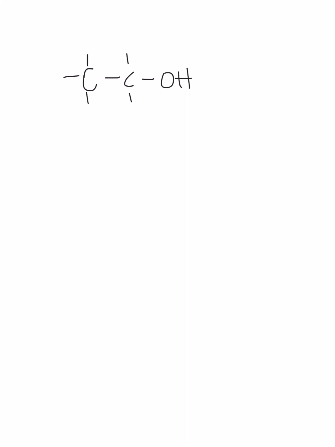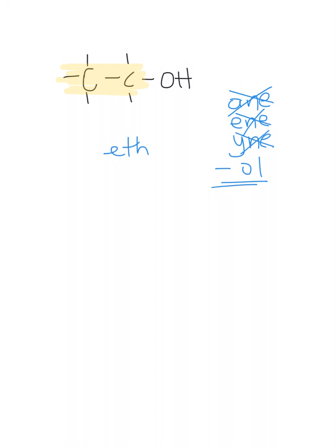In naming this, we do our typical naming steps. We look at the longest run of carbons. Of course, there it is, two carbons. And a two-carbon run is going to have the prefix eth. So instead of the suffix being ethane for a hydrocarbon that's all single bonded, or ethene if it's got a double bond, or ethyne if it's an alkyne with a triple bond, alcohols all get the suffix -ol. So this would be ethanol.